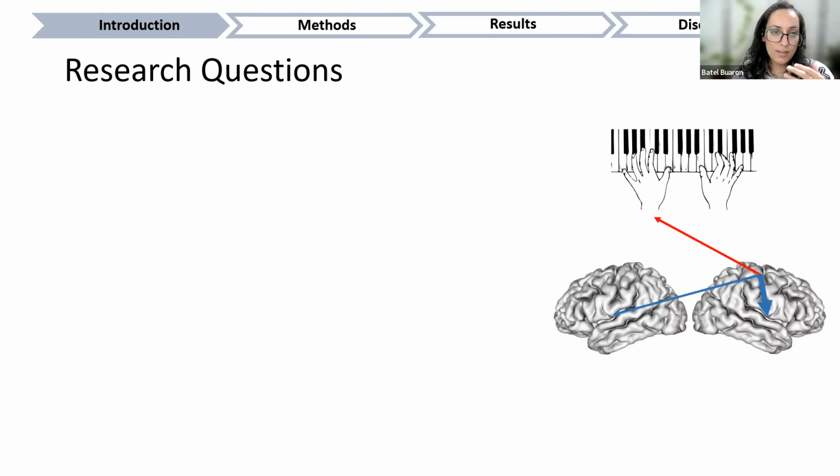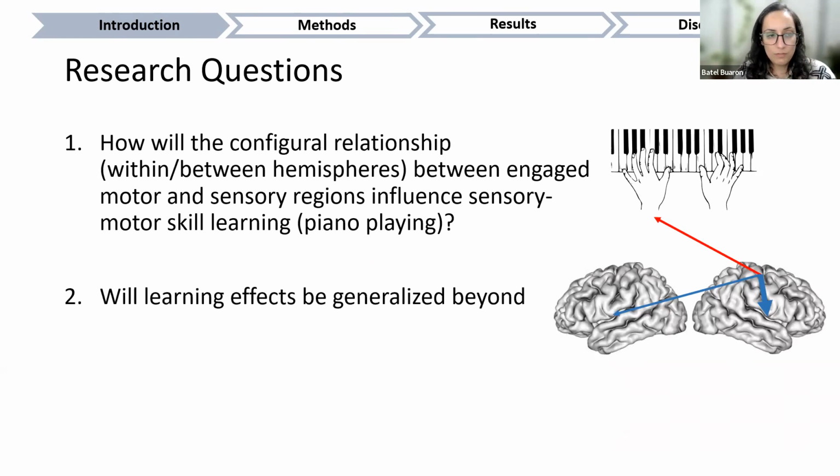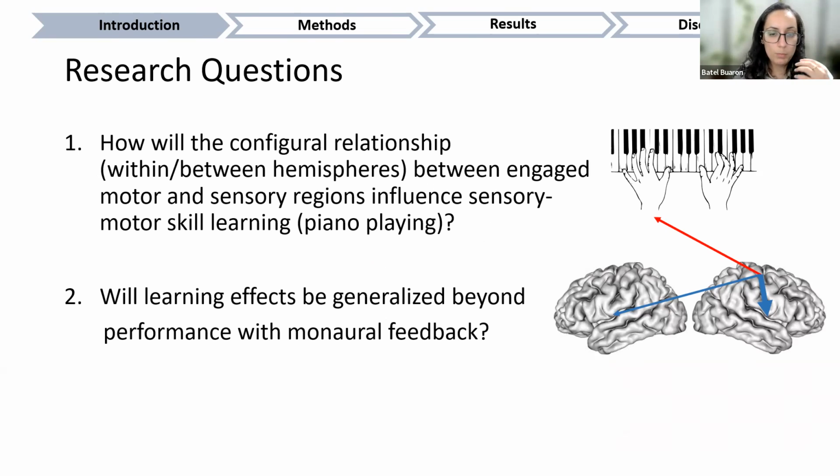So to answer such questions, we designed the following experiment. We had two main research questions. The first research question is how the configural relationships between hand and stimulated sensory cortex affect our learning. And given that we find such learning, we want to know whether such effects will generalize beyond the specific scenario of playing with ipsilateral or contralateral feedback. So if I play with my trained hand and receive monaural feedback.